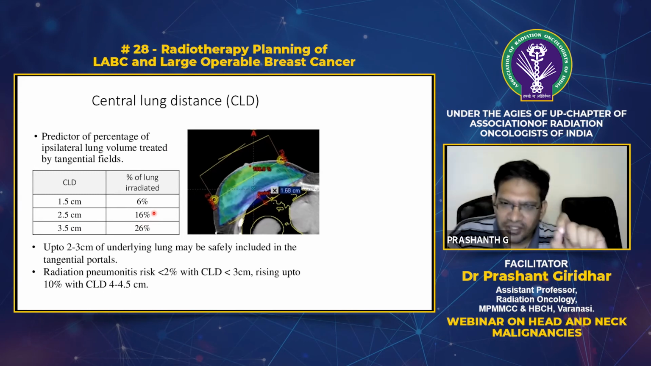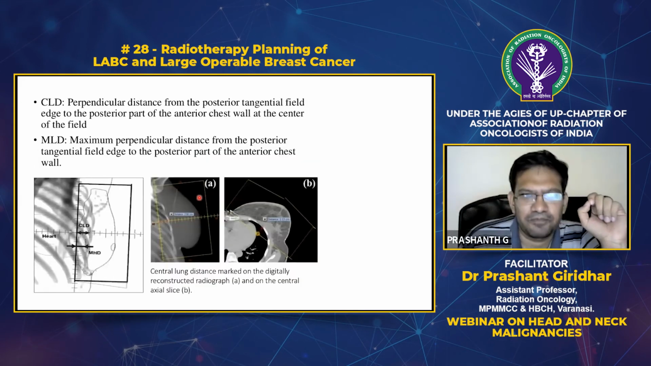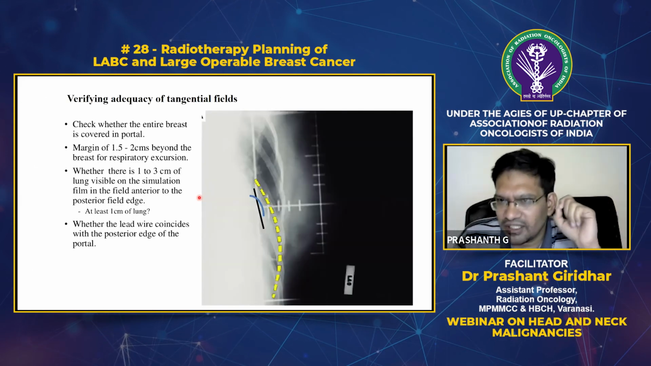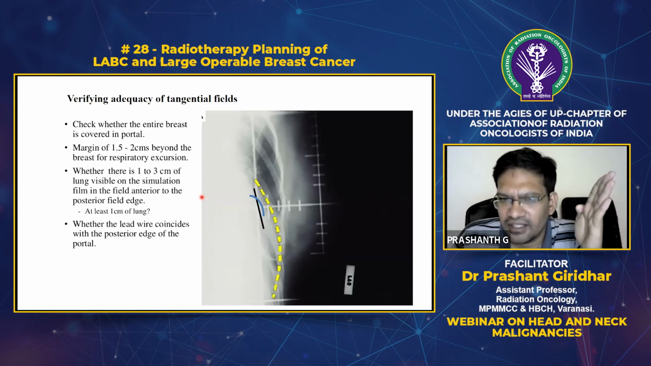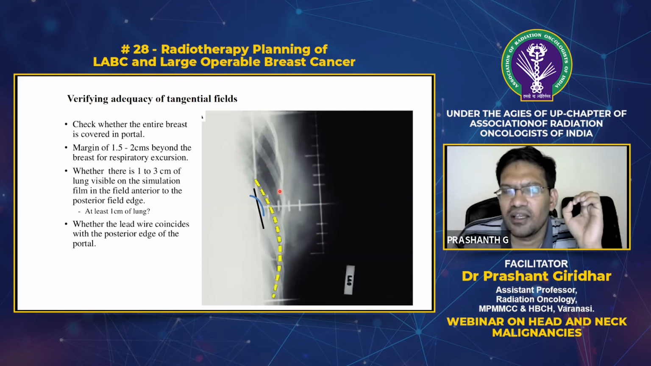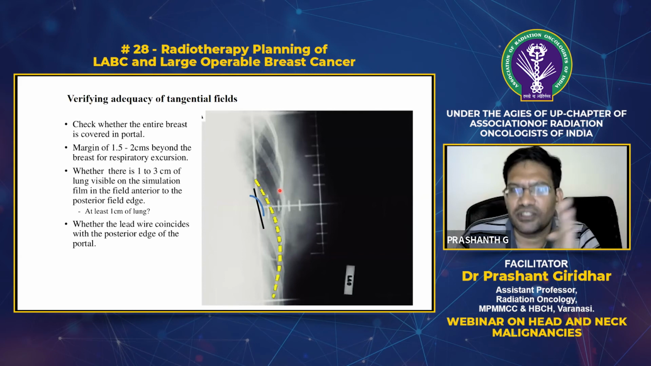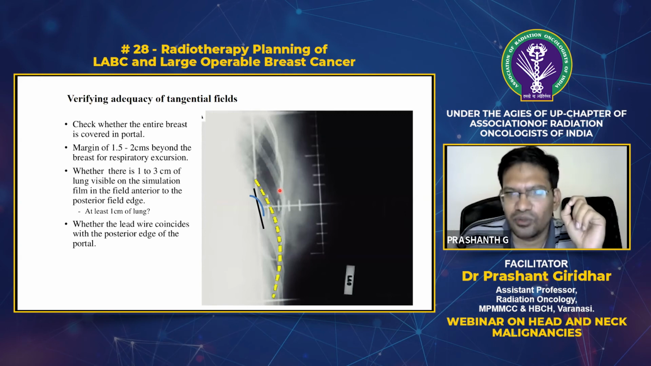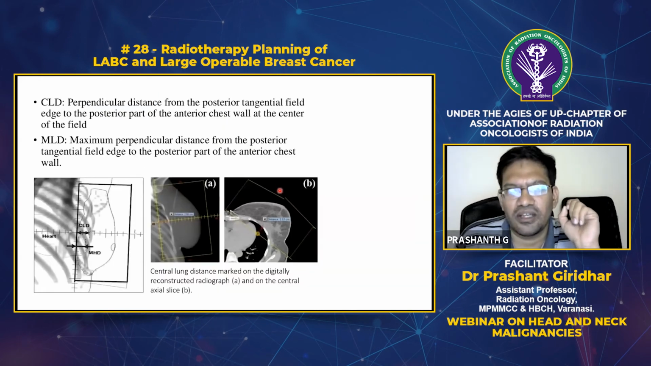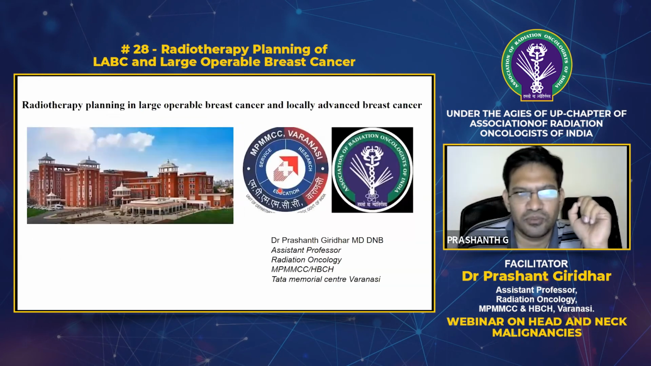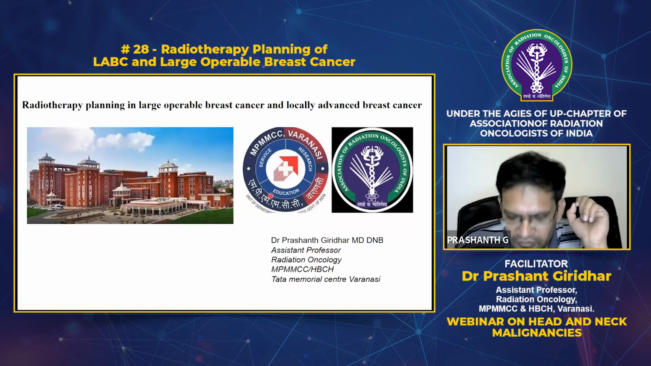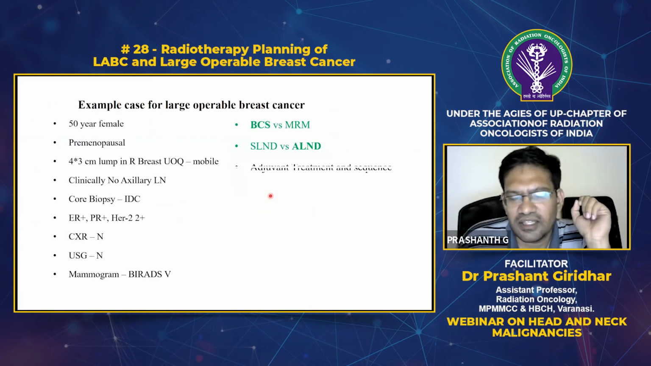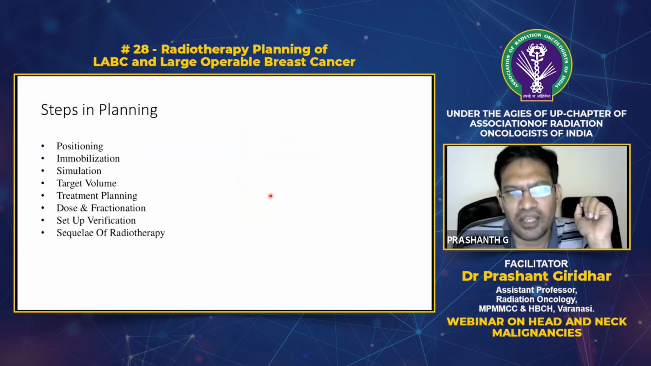Now, a point to be noted here is the central lung distance should not be less than 0.5 centimeters. In fact, less than 1 centimeter in a 2D plan. This is because, again, the patient would respire, and it is possible that the deeper parts of your breast may be missed if you keep a very low central lung distance as well. So an ideal central lung distance is between 1 and 2.5.